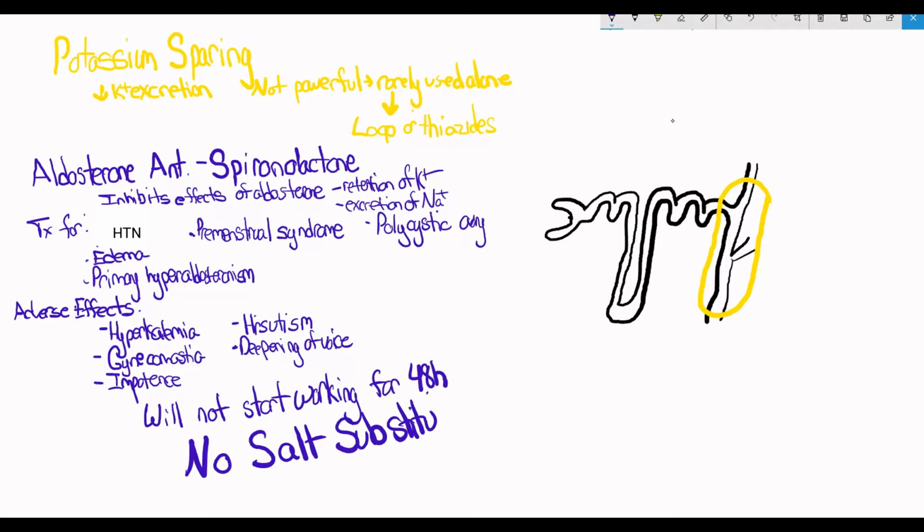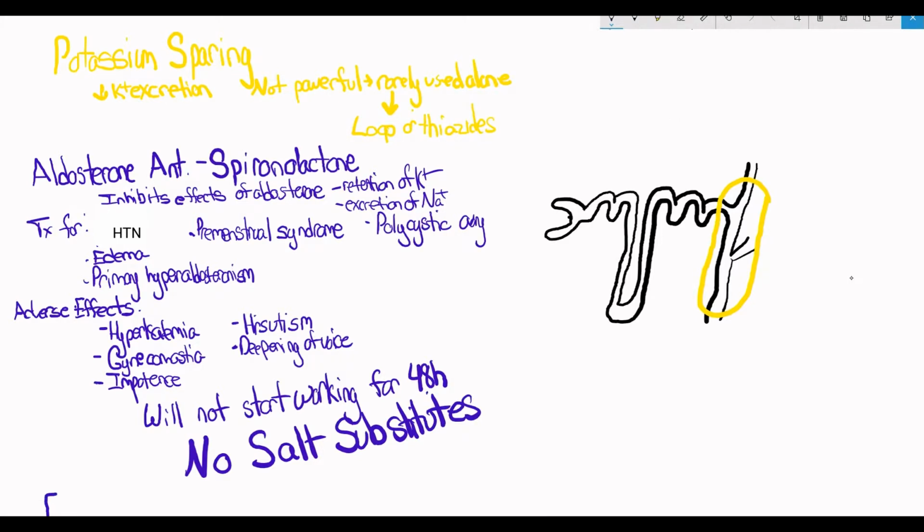While you're on this drug, don't use any salt substitutes. They have a lot of potassium in them. And don't eat too many foods high in potassium. This drug is great at actually doing its job.